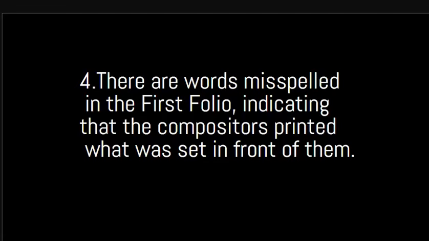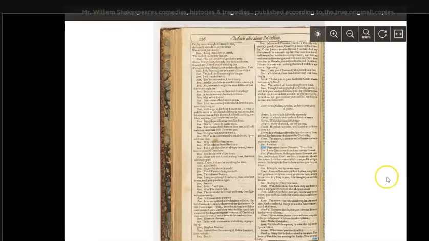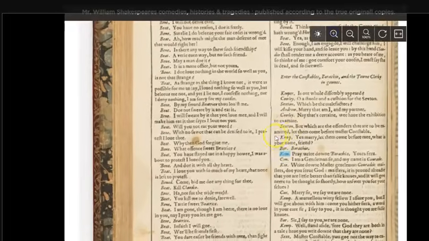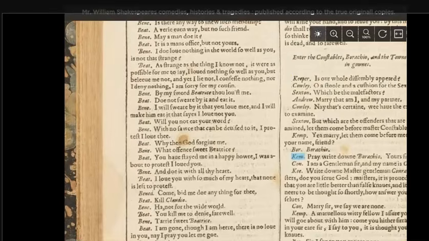Number 4, there are words misspelled in the first folio, indicating that the compositors printed what was said in front of them. Here you can see Kemp is spelled with a T and Thomas Poop, not Pope. To play Much Ado About Nothing, Kemp becomes Kem and Keeper, and also Key. Can you see it? Right there.